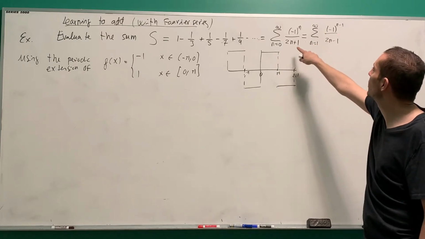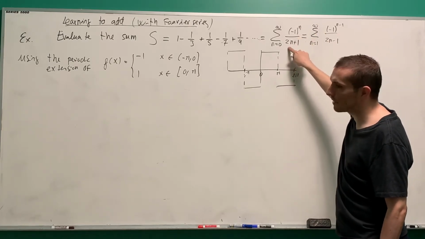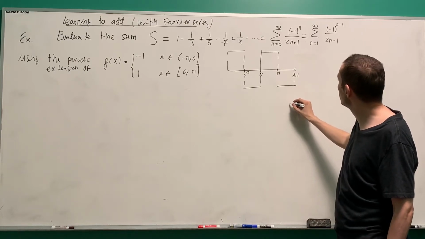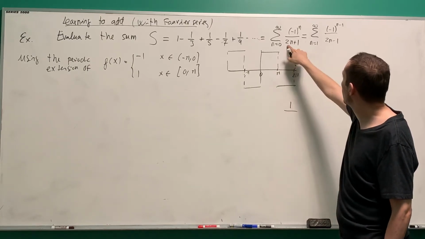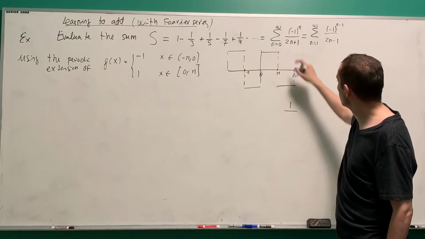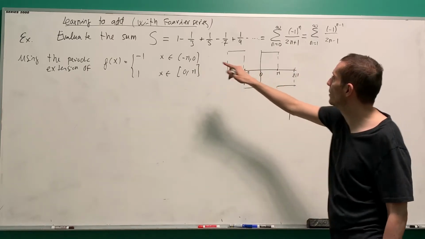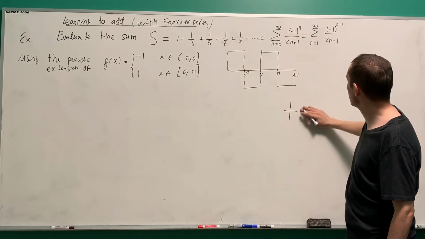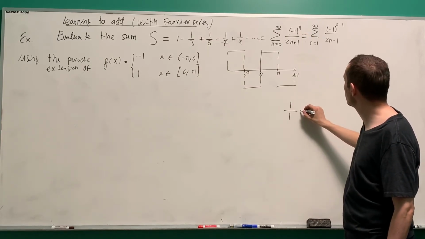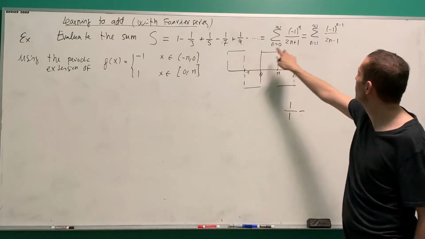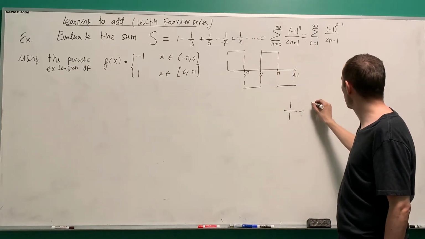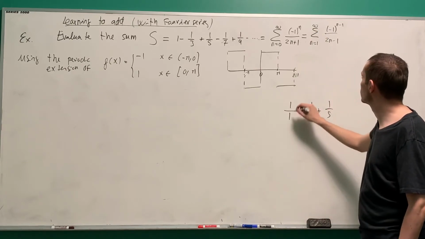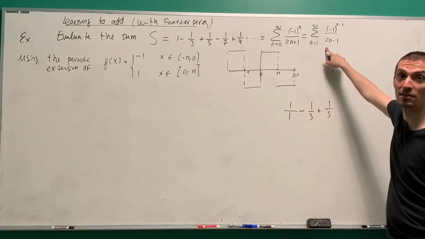Let's check the summand. Let's start from this one. What do I get with n equal to 0? I get minus 1 to the 0, which is 1, divided by 2 times 0, which is 0, plus 1, so 1. So my first summand is 1. It coincides. How about the second? The second is a minus, because it's minus 1 to the 1, right? So minus, and the denominator is 2 times 1 plus 1, so over 3. Then again the same thing, 1 over 5, and so on. This one reproduces that. But so does this one.